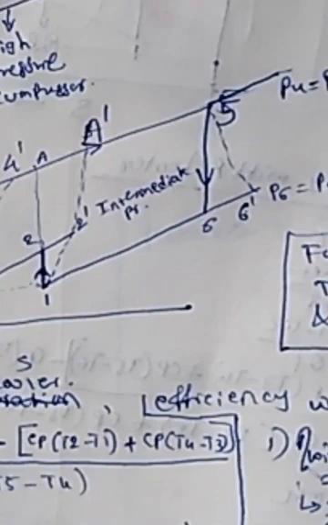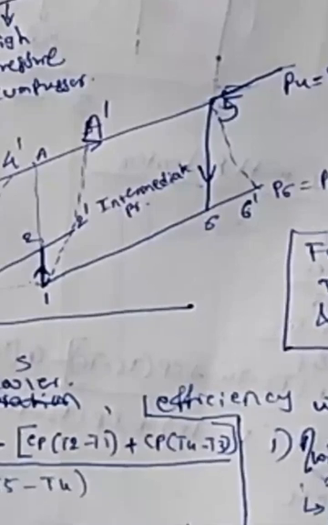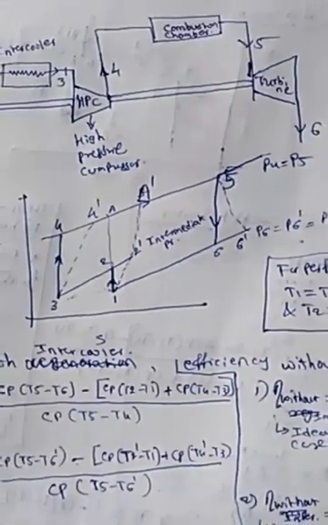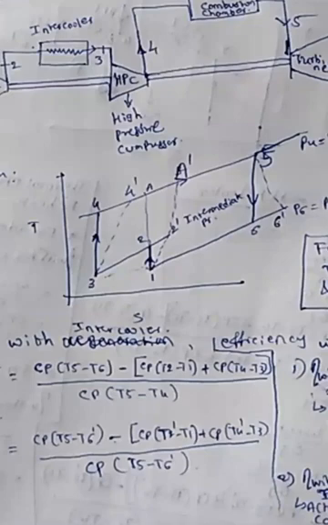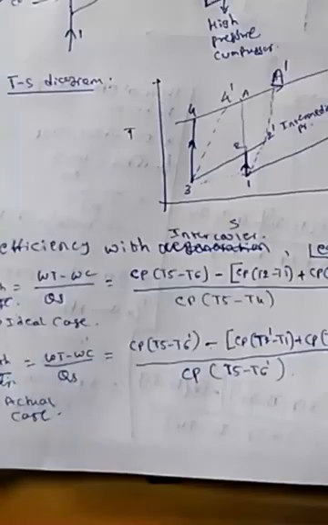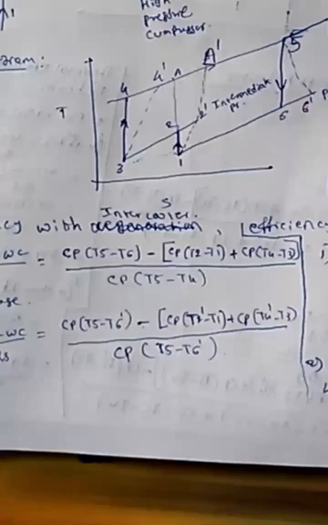In the actual case, 1 to a dash to 5, 5 to 6 dash, 6 dash to 1. These are the actual cases. Now you can compare the efficiency with regeneration and without regeneration, with respect to the ideal as well as the actual case. I hope all of you understood this TS diagram. Let us write the equations for the thermal efficiency with intercooler and the thermal efficiency without intercooler.